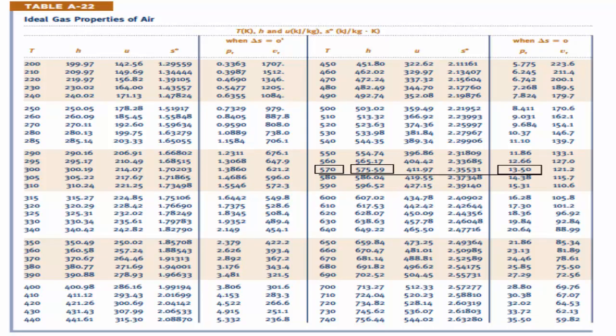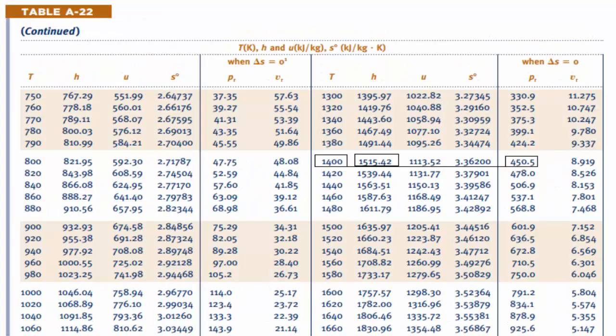Now again we go into the A22 table, and we will see if this value matches in the table. As you can see, at the temperature of 570 Kelvin, we have the PR value as 13.50, which is the closest to our answer, so we will use this value. The enthalpy is also given, which is 575.59.